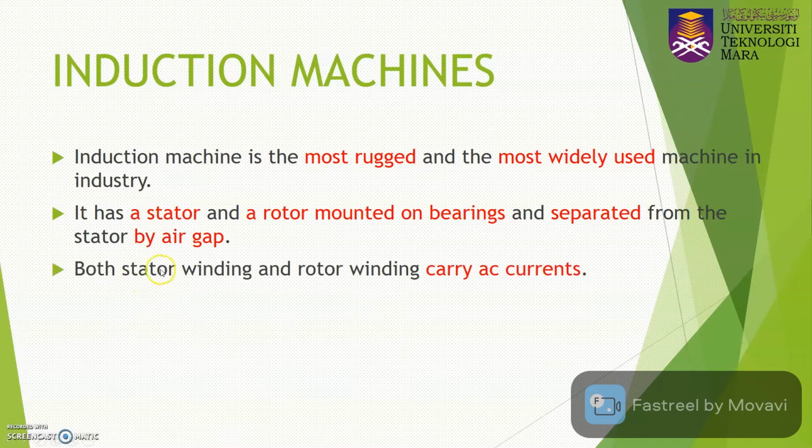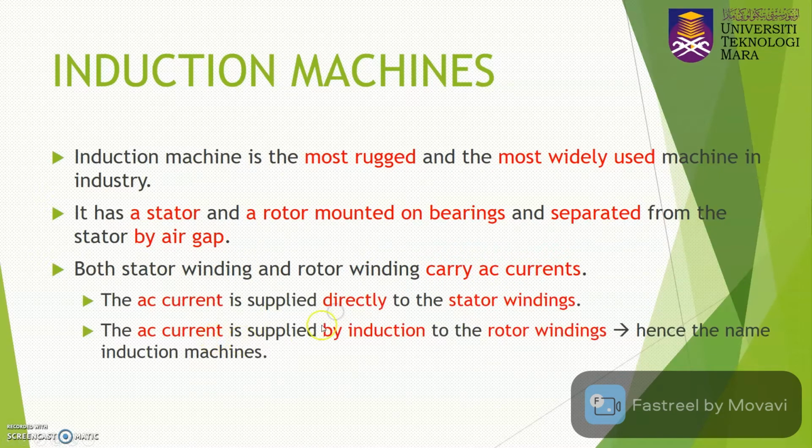Both the stator winding and the rotor winding carry AC current. For the stator winding, the AC current is supplied directly to the stator. However, for the rotor winding, the AC current is supplied by induction. That is why we call it an induction machine. We will see in detail later what it means by the AC current supplied by induction, and what it means by the AC current supplied directly to the stator winding, in the upcoming slides.